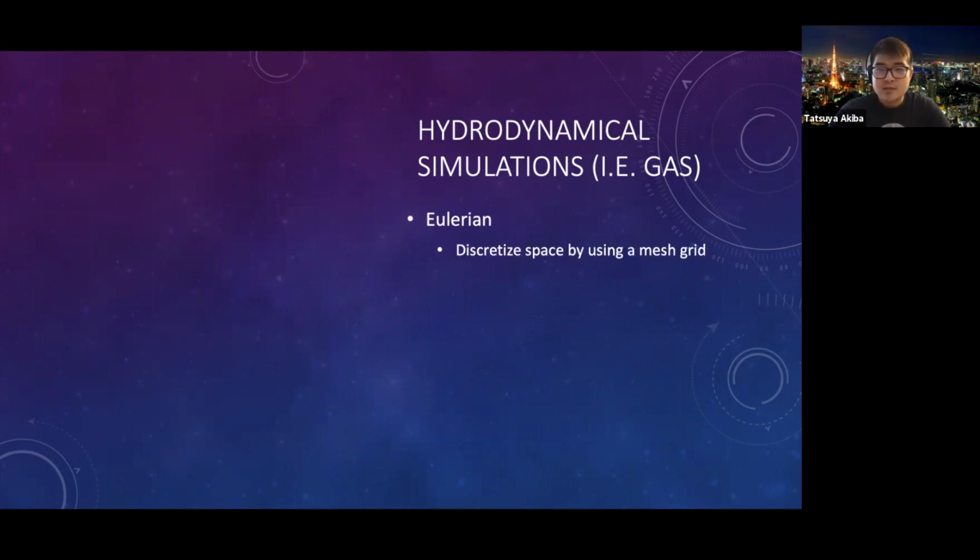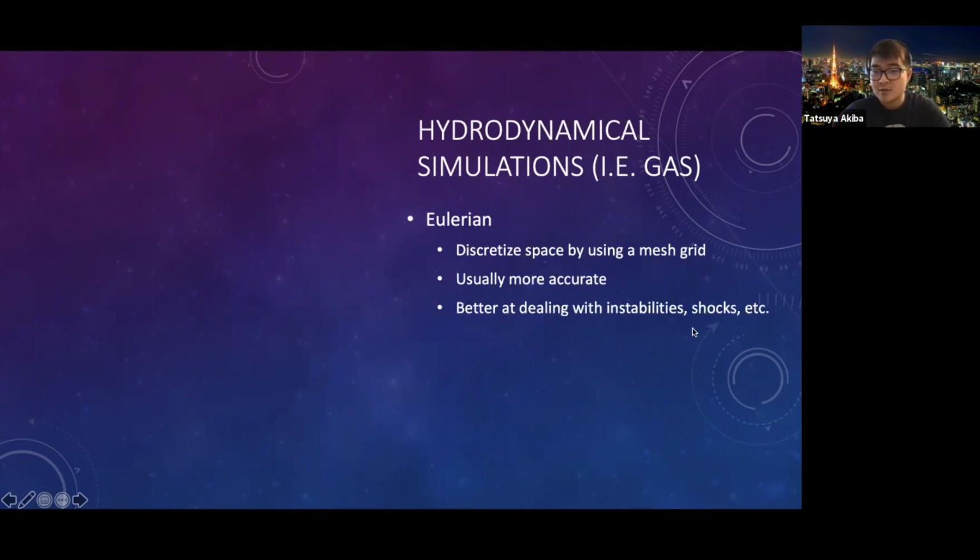Okay, and the final thing that I wanted to talk to you about is a little bit about hydrodynamical simulations. So instead of just having star particles, if we have gas particles as well, how does that come into play? Okay. So the first type of hydrodynamical simulations is the Eulerian hydrodynamical simulations. In this case, we're going to discretize space by using a mesh grid, similar to the particle mesh method, which is used for Poisson solving. Eulerian tends to be more accurate, and it's also better at dealing with instabilities and shocks and things like that.